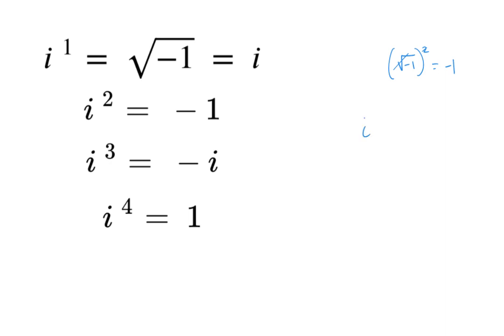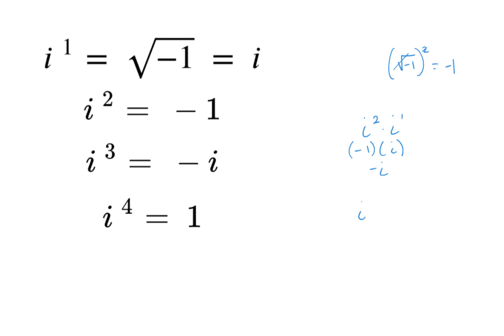i to the third power would be like i squared times i to the first. Well, i squared is -1, and i to the first is just i, so that would give us -i. So i to the third is -i. i to the fourth is 1. A way to show that?